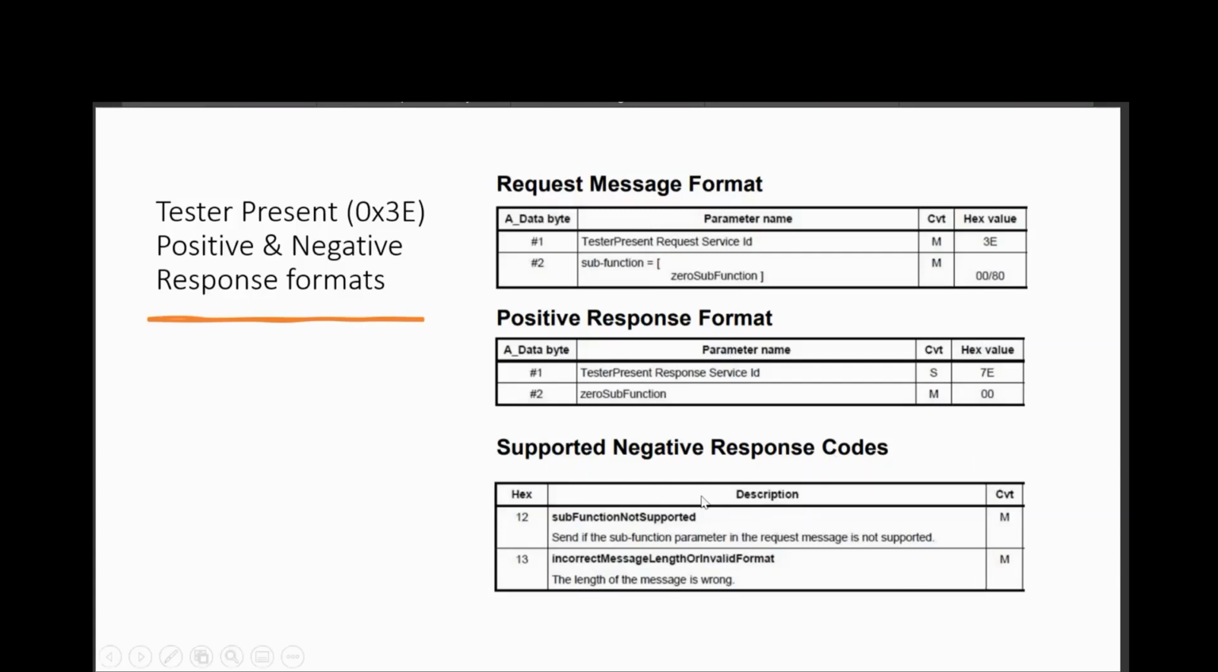Below are the supported negative response codes for this service, Tester Present. That is 12, subfunction not supported. For example, instead of 00 or 80, if you give 3E comma 02, it will throw subfunction not supported. And if you give 3E 01 02, for example, so instead of 2 bytes we are giving 3 bytes, then it will throw incorrect message length or invalid format. It will ask you to send the correct format. Moving on.